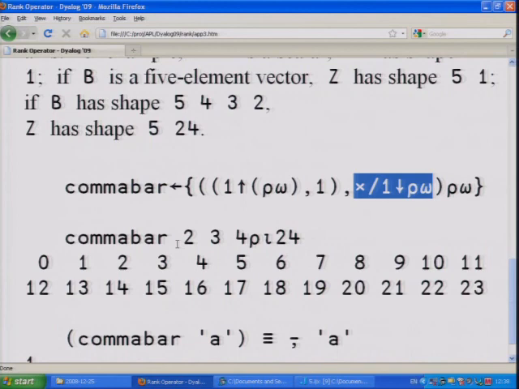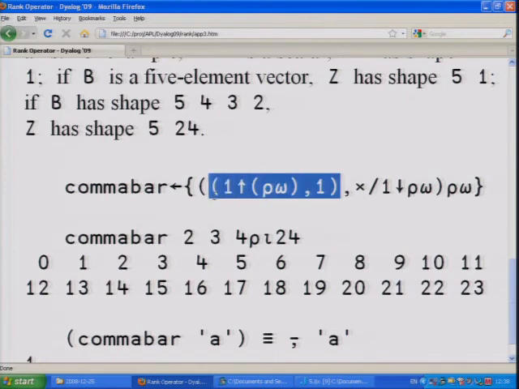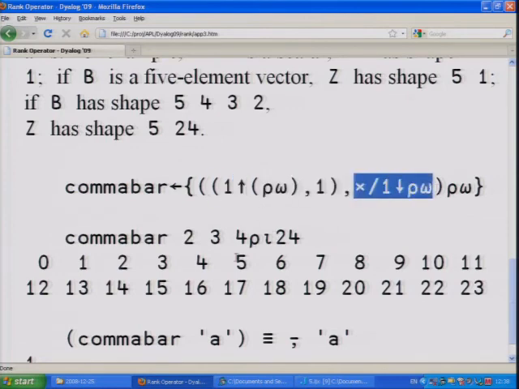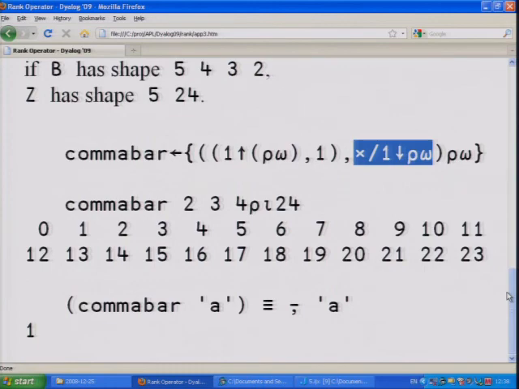So for example, in this case, this number is 2, and this number is the product of 3 and 4. Okay? And it gives the same answer even for scalars.